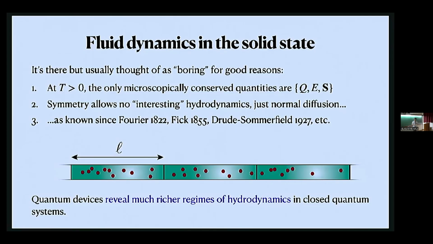So in the solid state, in a crystal system, we typically expect a handful of not very interesting diffusive conservation laws. But increasingly, as we probe closed quantum systems and their ideal Hamiltonian evolution, we're seeing much richer regimes of hydrodynamics, whether that's the integrable hydrodynamics you've heard about in this talk, or the chaotic hydrodynamics I'm going to talk about today.